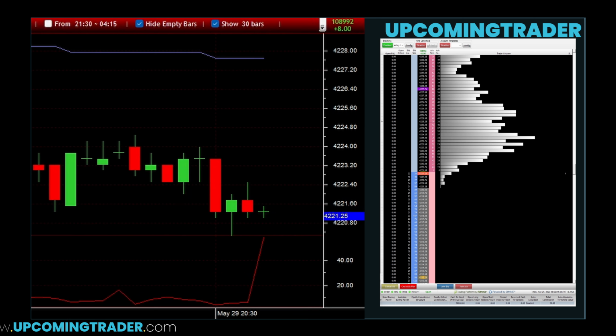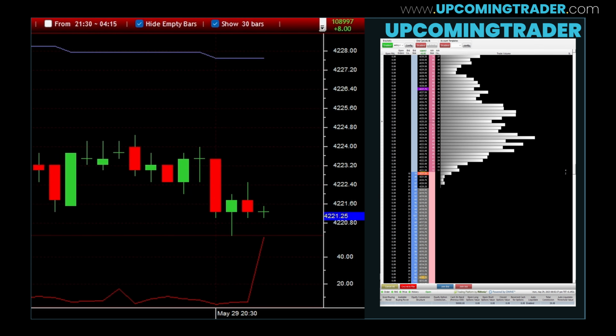Another frequent mistake is ignoring the importance of value migration. When observing TPO charts, pay attention to how the value area shifts from one session to the next. If the value area is consistently shifting higher, it suggests bullish market sentiment, whereas a declining value area indicates bearish sentiment. Failing to recognize this migration can lead to a misunderstanding of market direction and missed opportunities.